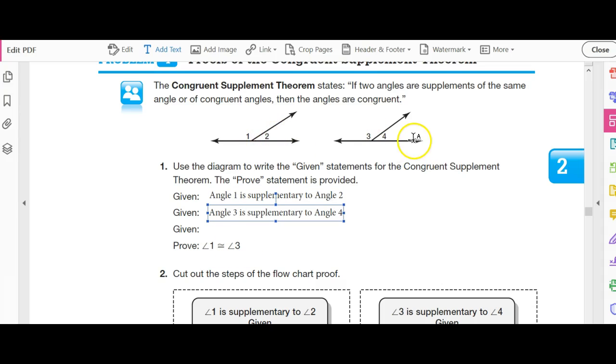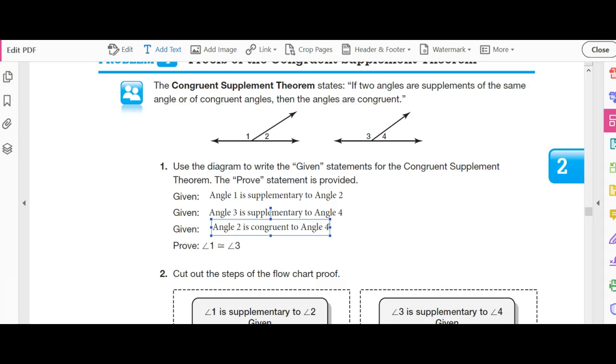So the other thing we have to know is that 2 and 4 are equal to each other. So we're going to say angle 2 is congruent to angle 4. So if we know that 1 is supplementary to 2, 3 is supplementary to 4, and 2 and 4 are congruent to each other, then angle 1 must be congruent to angle 3.